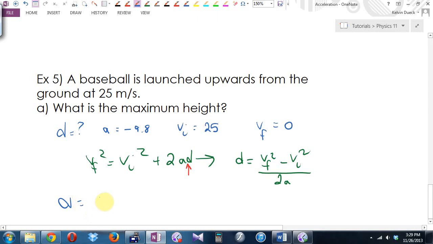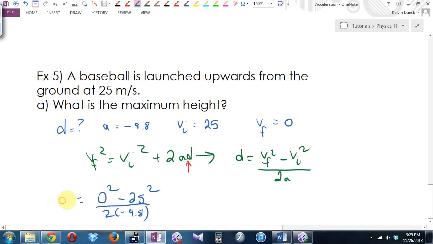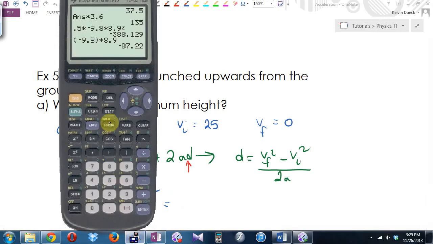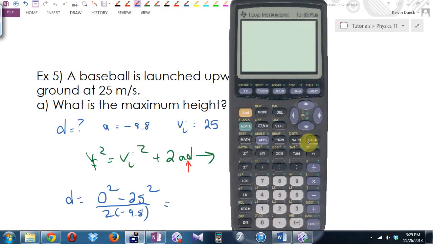VF squared, 0 squared, minus VI squared, 25 squared, all over 2a. That's a terrible looking D, Mr. Dueck. There we go. Of course, Jake, brackets around the top and brackets around the bottom. I heard you there, right? I thought the top looked like it was going to be negative, but then I saw there's also a negative on the bottom, and this is good.